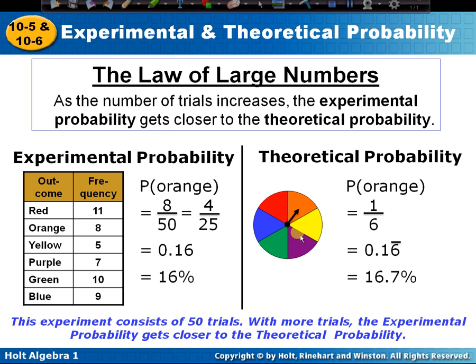16.7%, or 1 in 6, because that orange takes up one piece of that pie. Here, in the experiment, our results came out to be 16%, the chances of it landing on orange, which is incredibly close to 16.7. Now, if we had only spun the spinner 5 or 6 times, chances are our experimental probability would not have been near as close as this to the theoretical probability. But what we're saying here is the law of large numbers. The more times we experiment, the more times we spin, the more likely it is that this experimental probability is going to end up almost matching or actually matching our theoretical probability.